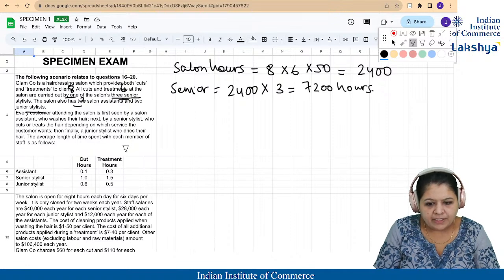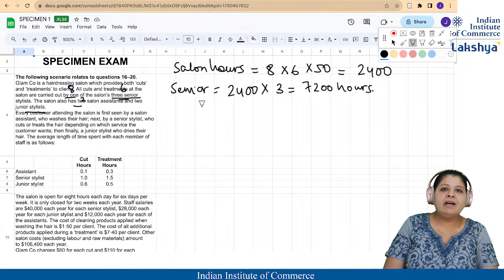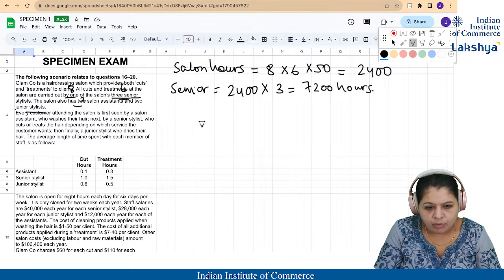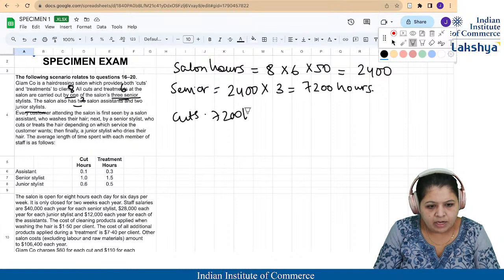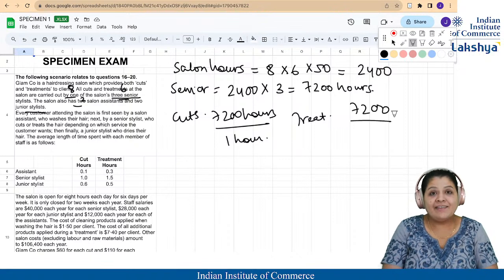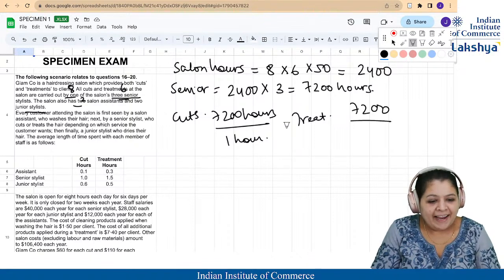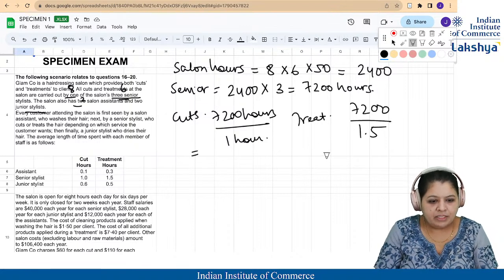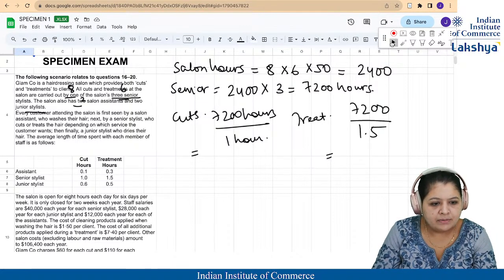Now, how many activities can the senior stylist do? One cut, and 1.5 hours he takes to do the treatment, right? So if we are looking at hours of cuts, it will be 7,200 hours, sorry, not 72,000, but 7,200 hours, divided by the time taken for one treatment, which is 1.5. So just figure out these values and you will get your answer, right?